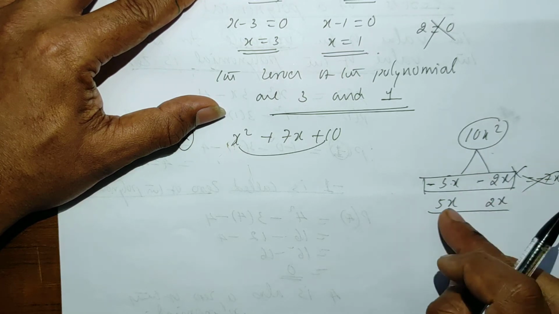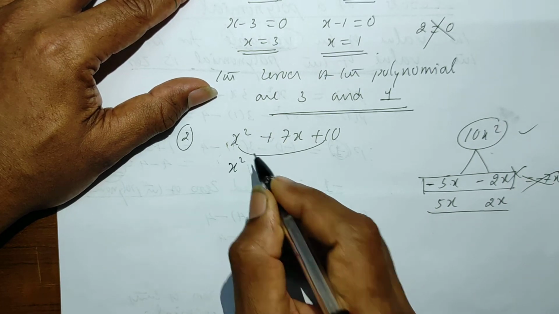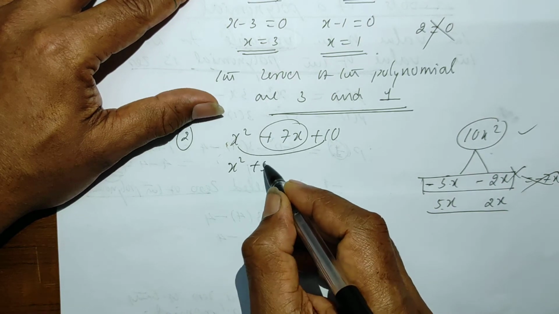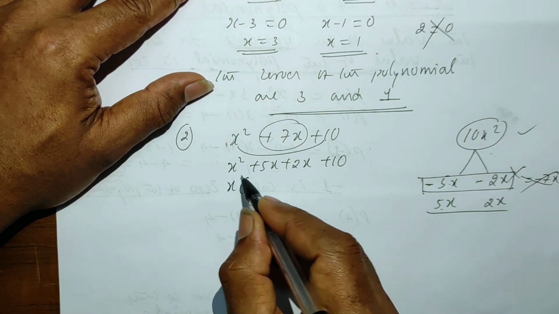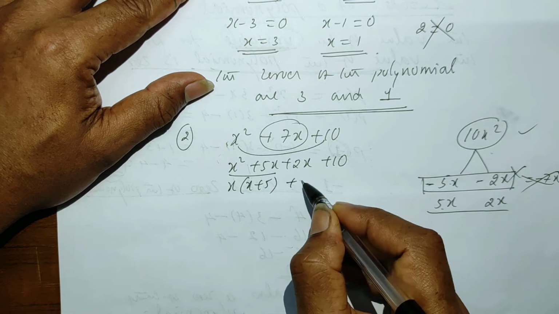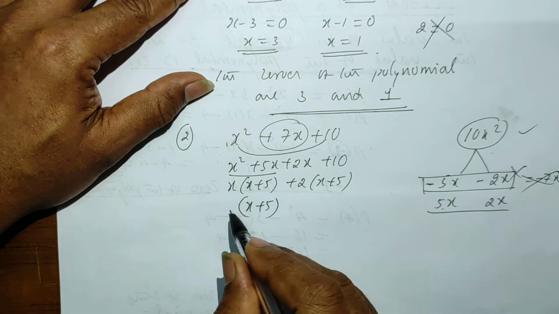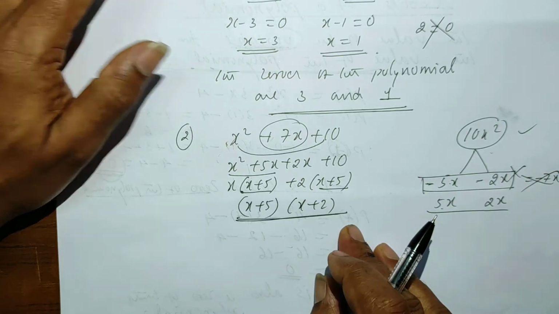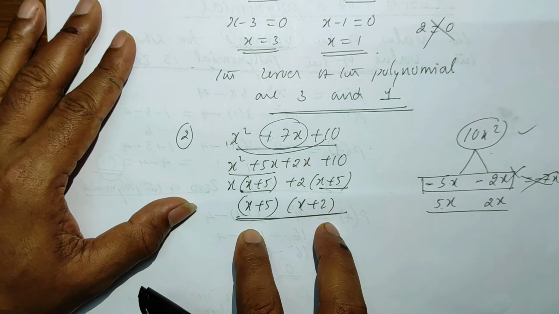5 twos are 10, x into x, x square. 5x plus 2x is 7x. So I will split 7x into two parts: x square plus 5x plus 2x plus 10. Let me take the common factor from the first two terms, x plus 5. Here I can take 2 as common factor, x plus 5. So once again let me take the common factor x plus 5, and we'll get x plus 2. So the given expression is expressed as a product.